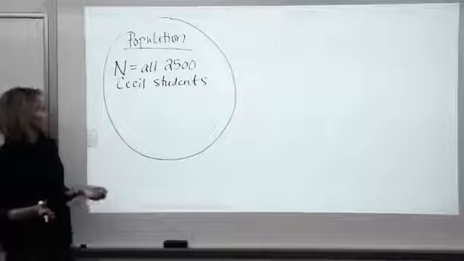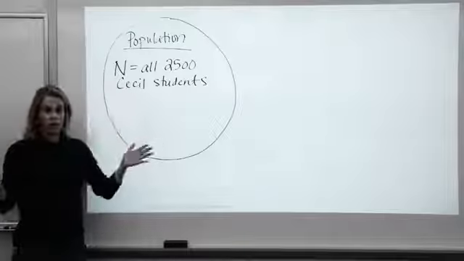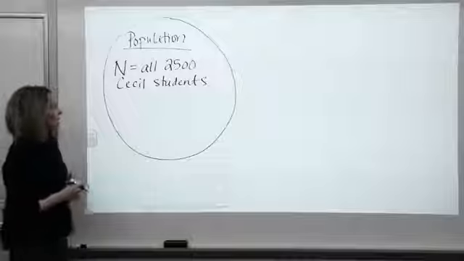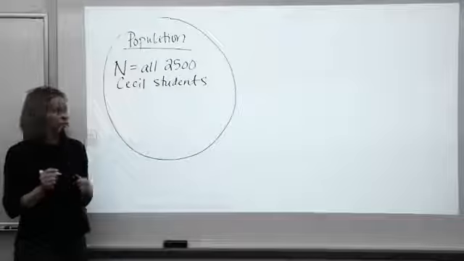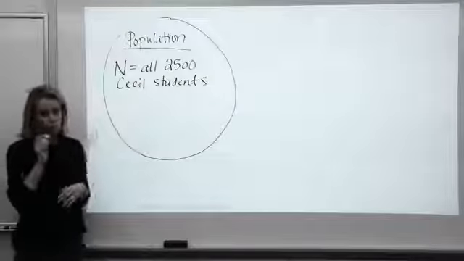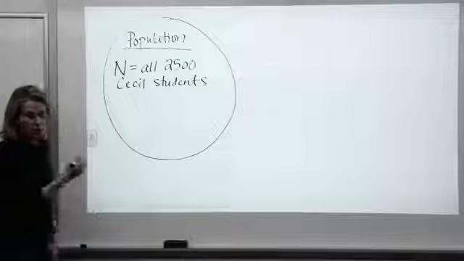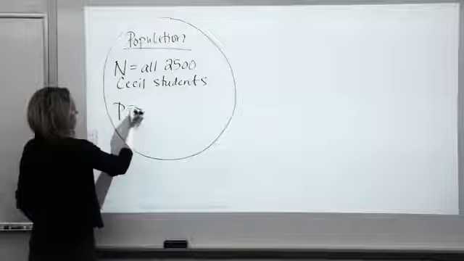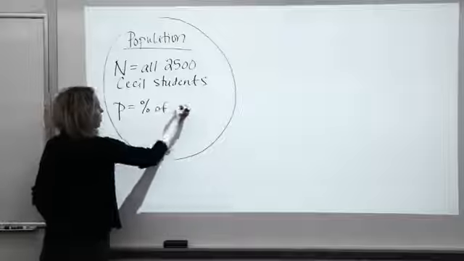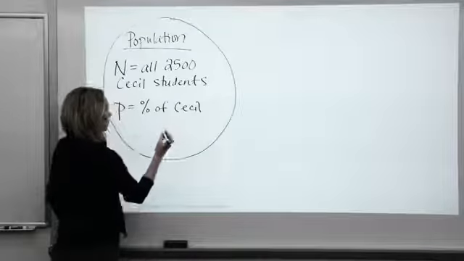And what we're really interested in is what percentage of Cecil students are smokers. Again, that's a value from the population, and so that's a parameter. We'll use the lowercase letter p to describe that. So p is going to be the percentage of all Cecil students that are smokers.